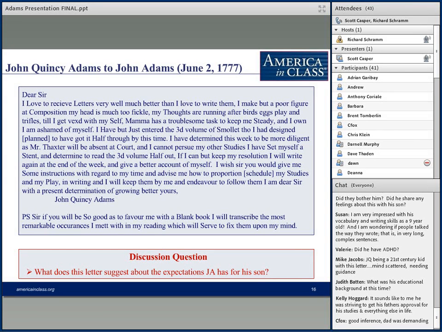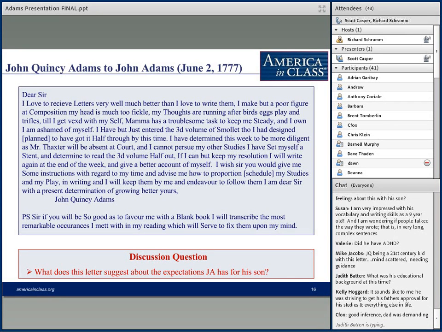At the time, I believe John Quincy Adams was being tutored by this Mr. Thaxter. "I've determined this week to be more diligent as Mr. Thaxter will be absent at court." That's his tutor or his private teacher. And so he can't pursue some studies, the things they would work with together. So instead, he is setting himself this goal of reading on his own. Yes, this was a very demanding father, I think it's fair to say.